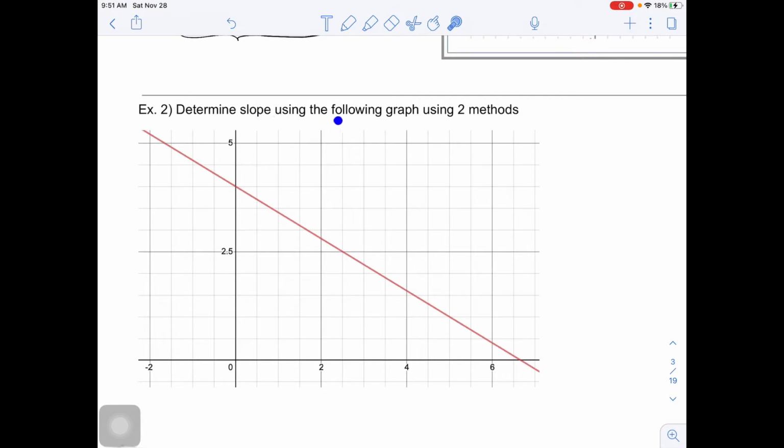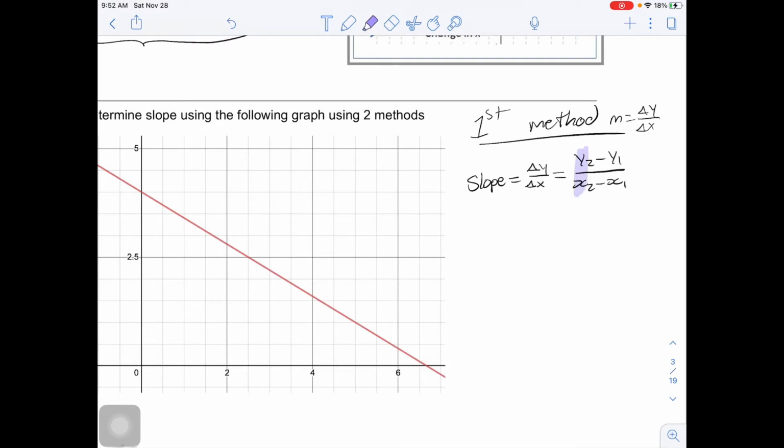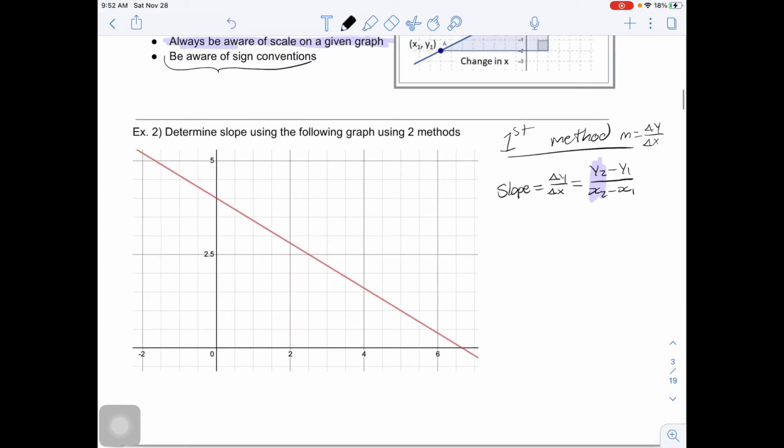So, determine the slope using the following graph using 2 methods. For my first method, let's use the new equation I just created: change in y over change in x. So I'm going to use slope equals rise over run, which we can also write as change in y over change in x, and that'll be y2 minus y1 over x2 minus x1. The first thing I'm going to do is find a point that I can refer to as x2 and y2.